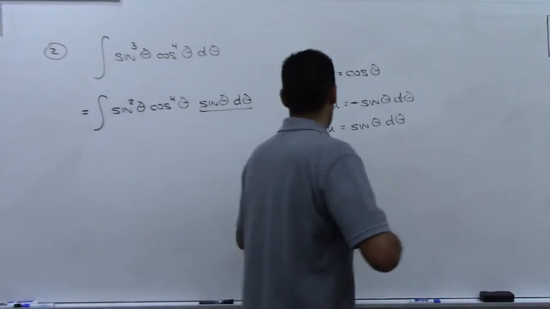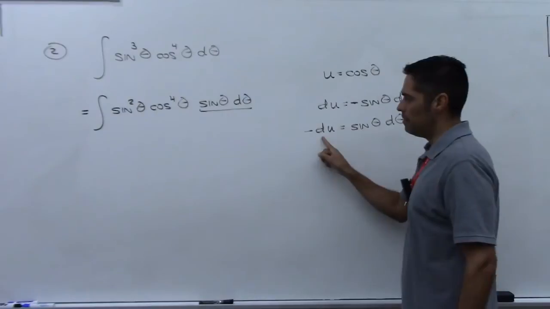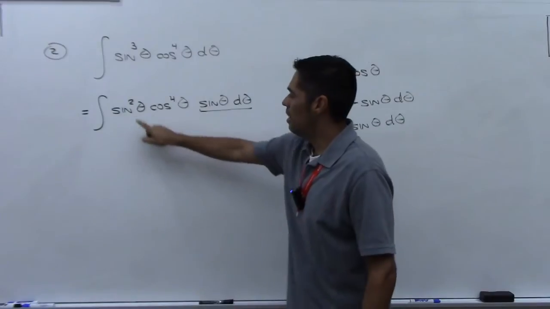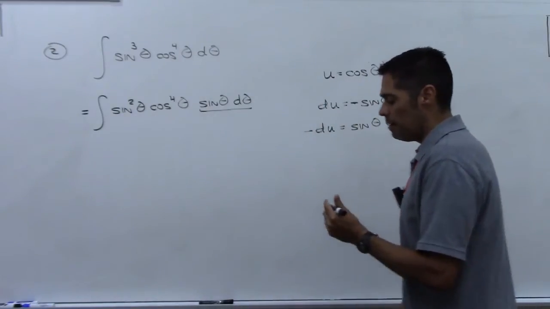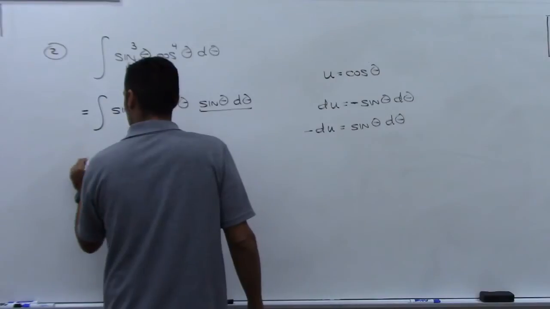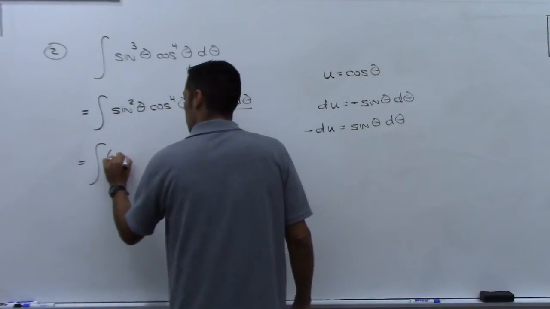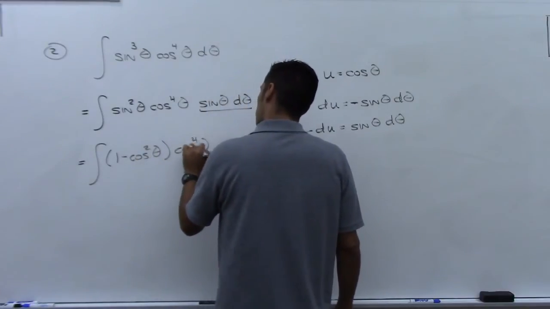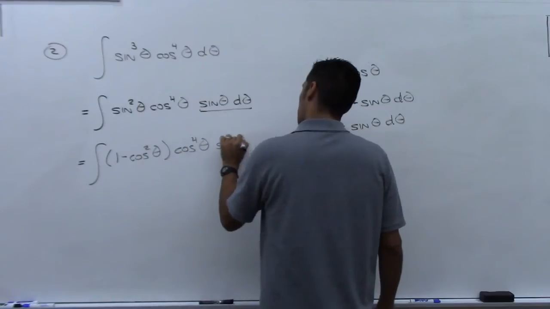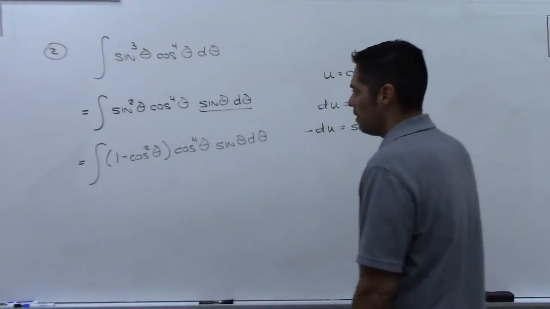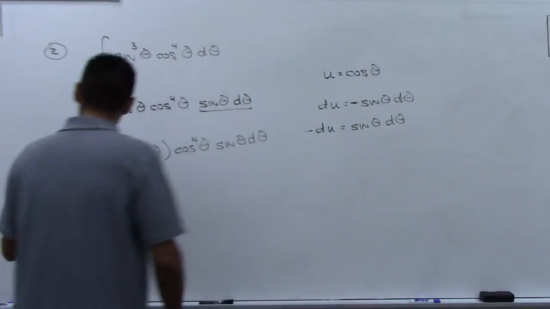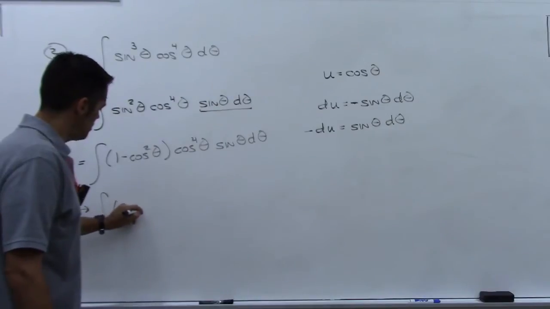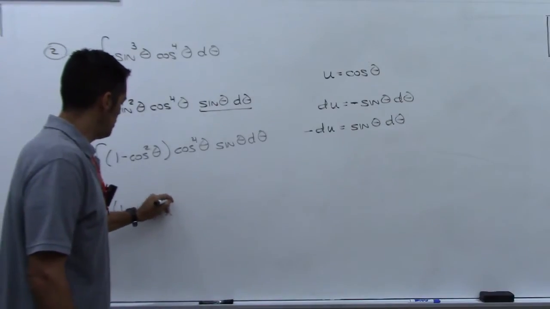And so I can replace the sine theta d theta with negative du. I can replace the cosine theta with u, so that'll become u to the fourth. I just need to get rid of that sine squared. So again, I'll use the Pythagorean identity to turn sine squared into 1 minus cosine squared. And then at this point, we can rewrite the entire integral in terms of u. So this integral becomes, in terms of u, 1 minus u squared times u to the fourth.